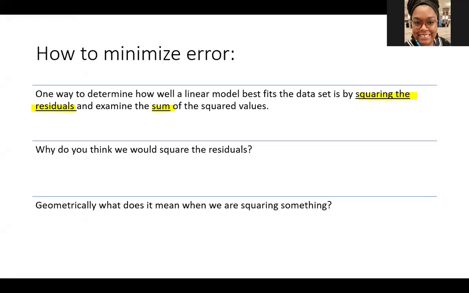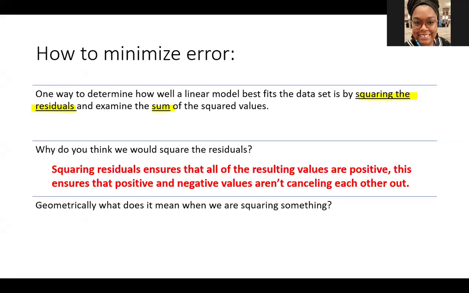Why do you think we would square the residuals? Anyone? Safe space to guess. What would be a reason to square a number in general? To find the root, that would be the square root. Square root is undoing it, but you're on the right track of a word.